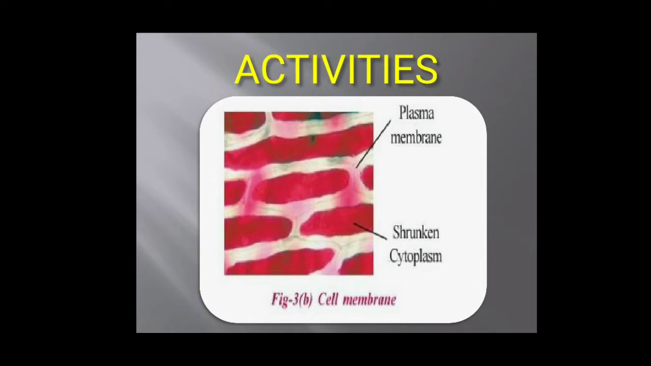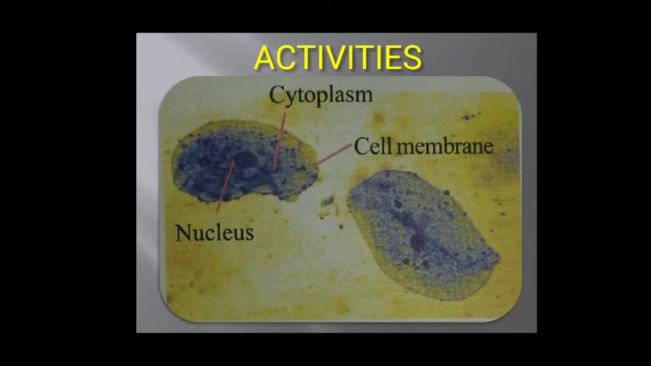And we have discussed the activities, how to observe the cell membrane in the onion peel cells or Rheo leaf cell, and an activity to observe the nucleus in the human cheek cells by using a stain called safranin or crystal violet. You can observe the darkly stained body inside the human cheek cells, which is nothing but the nucleus.